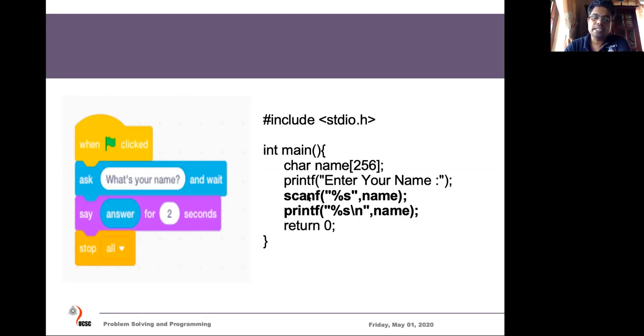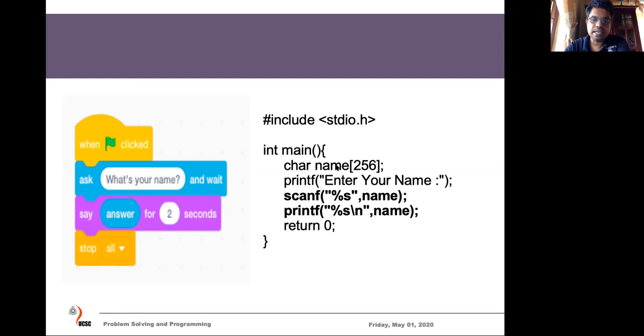So then in the scanf function, you see we need to use a formatted string called %s. S represents string. So we say we would like to use a sequence of characters, or what we call a string. So then we put the variable name. Here you see in this particular variable, we are not putting the ampersand sign because it is an array.